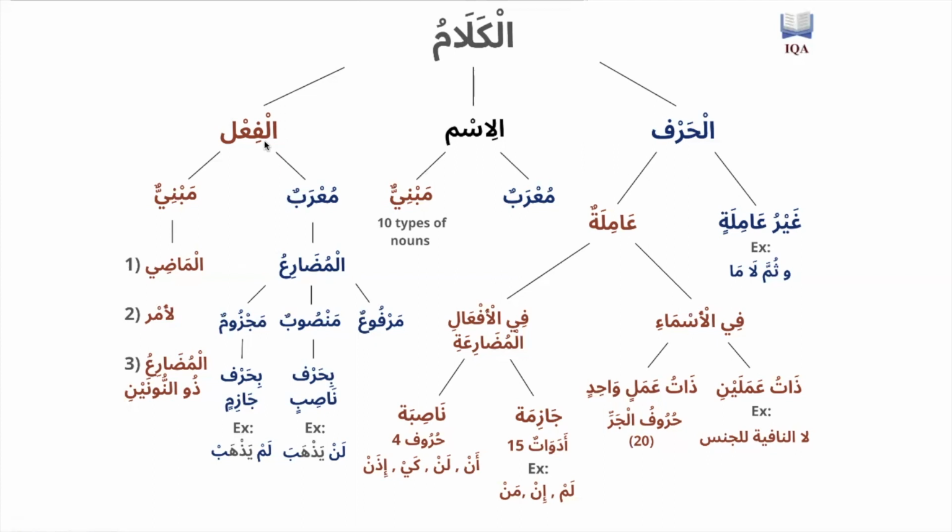But on the other hand, a verb can also be mu'rab, but a verb will be mu'rab only in one scenario: if it's a fi'l mudari'. It's a fi'l mudari' that does not have one of the two noons, of course. So the fi'l mudari' is going to be able to accept i'rab, but it's only going to be able to accept one of these three i'rabs. Either it's marfu' or mansub or majzumun, right?